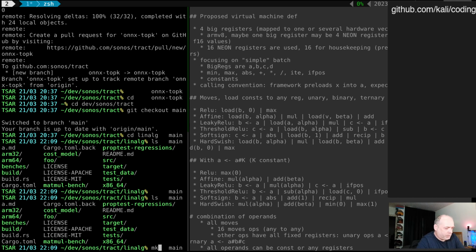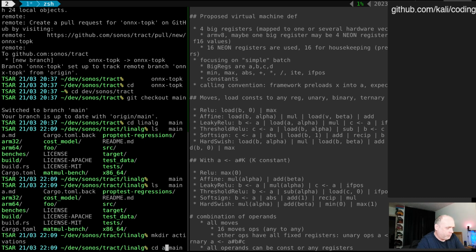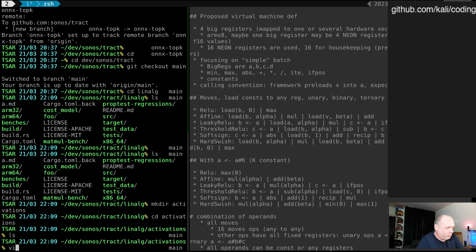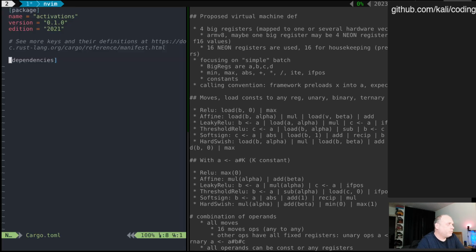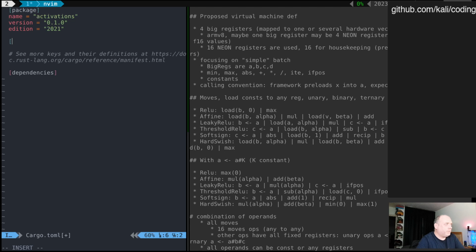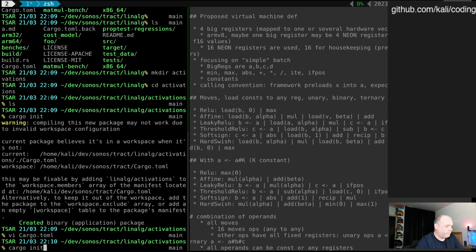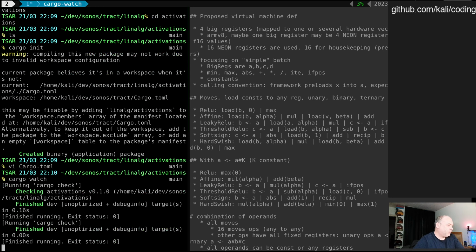So I'm going to, we don't even need to be in tract really, but I don't know how to call it, activations for now. Okay, so I'm gonna start it as a separate project. As I'm in a workspace, there is this weird thing. The message is scary on the screen, which is too small. But the fix is super easy. I need to specify workspace, and I need to put an empty array members, and this should be enough to get this to work. Yep, okay.